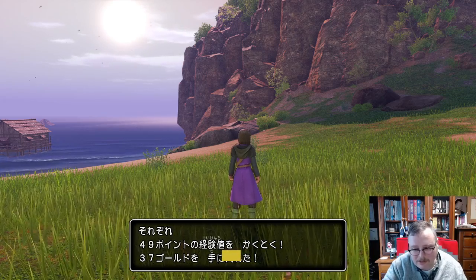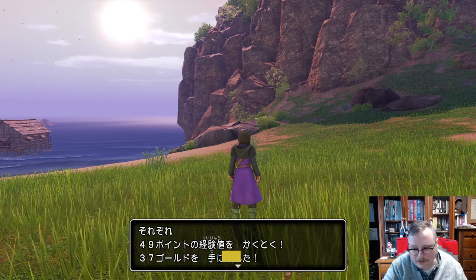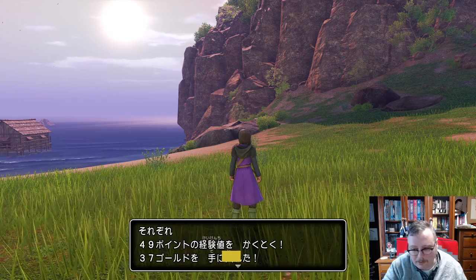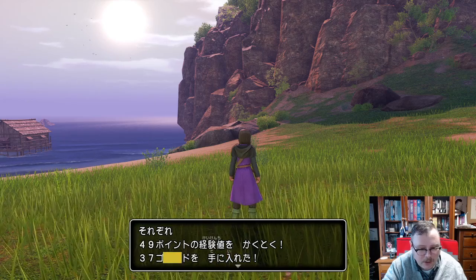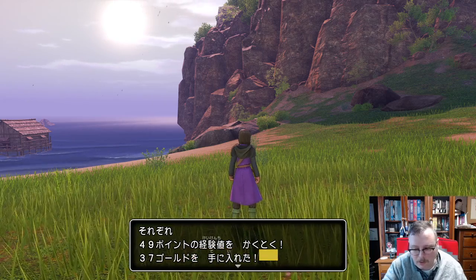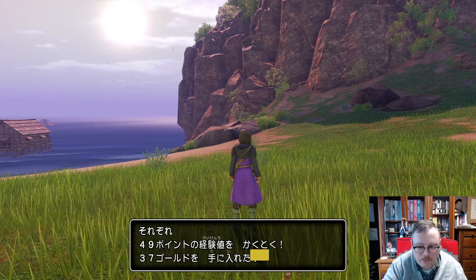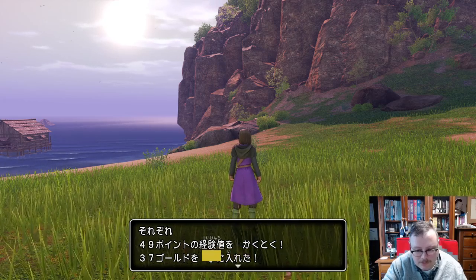Again, I'm repeating these over and over again so that if you're trying to learn Japanese, you'll remember it. O is the direct object marker. So it answers the question what? Yonjukyu pointo no keikenchi o kakutoku, acquire. All right, so what did you acquire? What did you acquire? 49 points of experience.